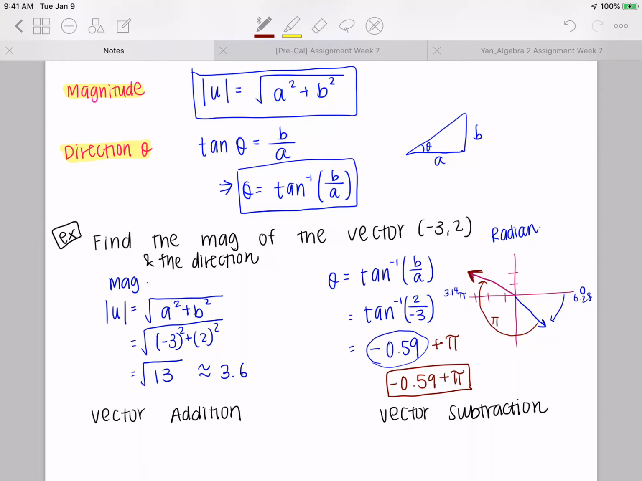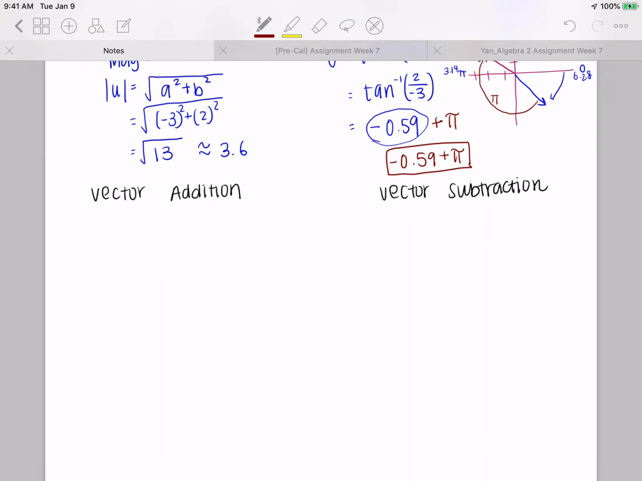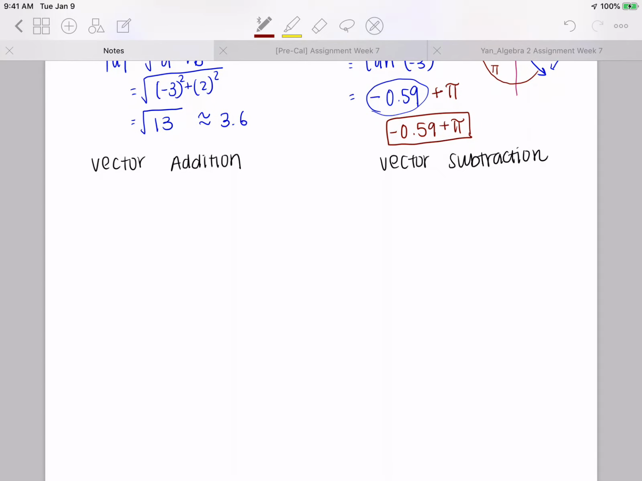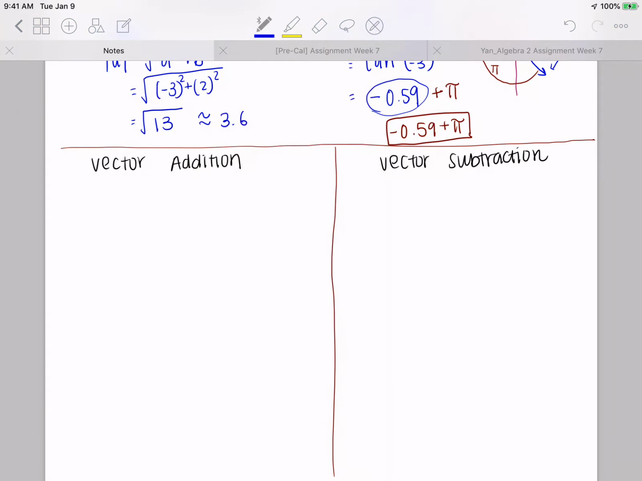Okay, let's move on. So the next part we're going to do is vector addition and vector subtraction. We split it in half. Vector addition, it's pretty straightforward.